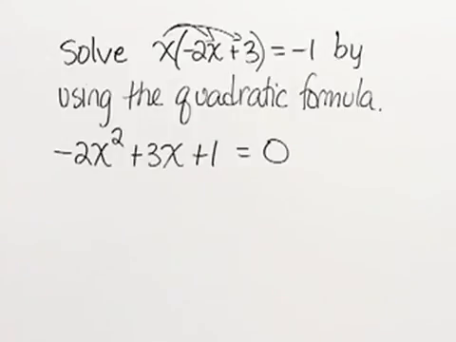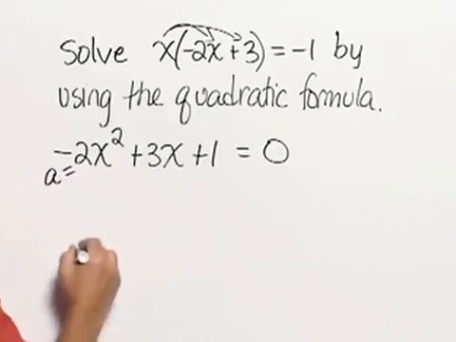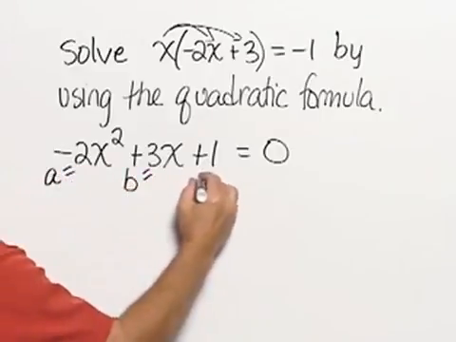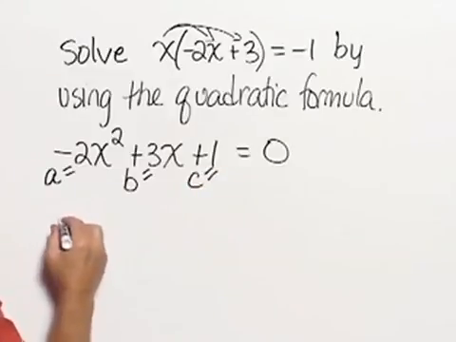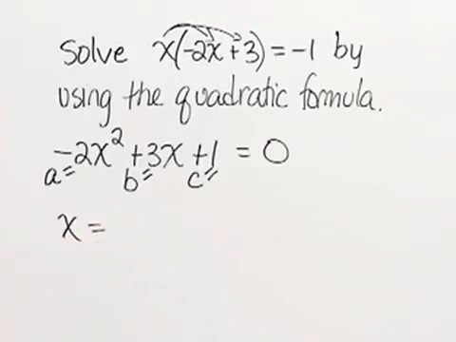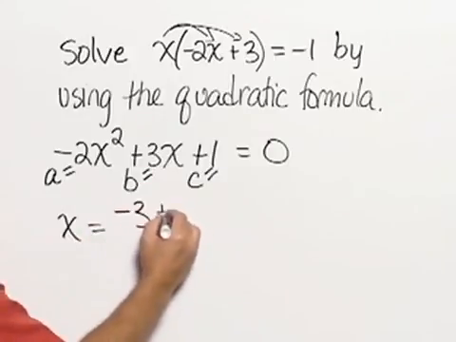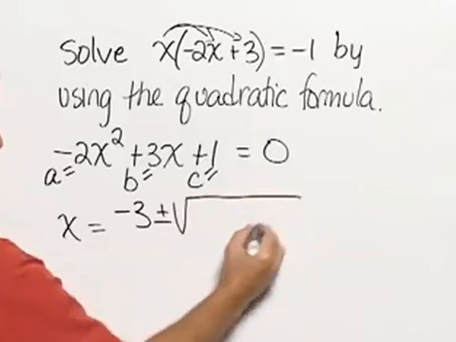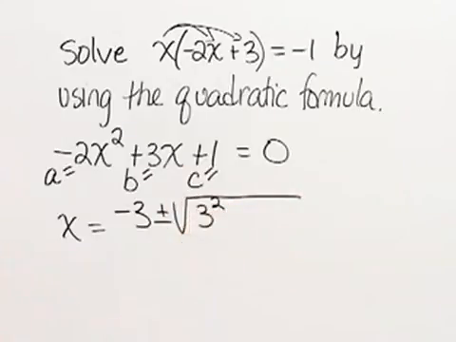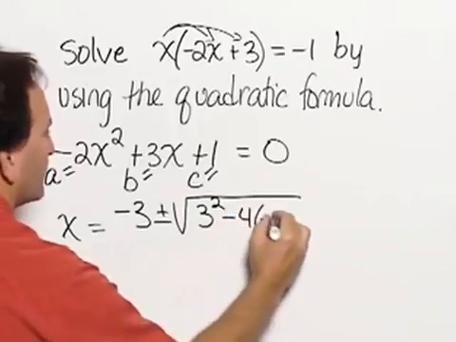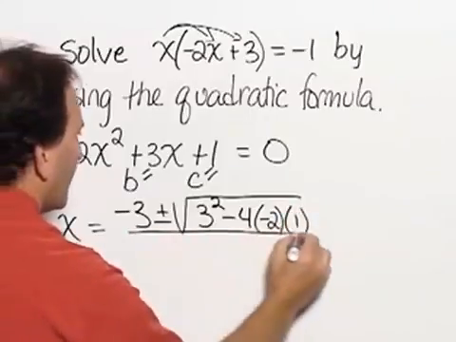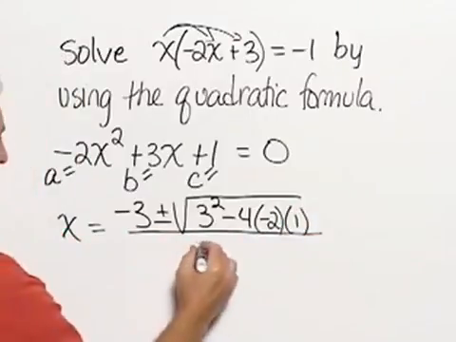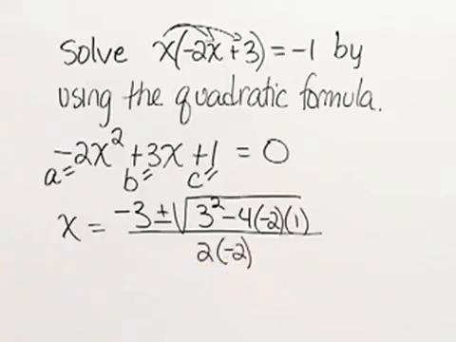equals 0. In this case, A is equal to negative 2, B is equal to 3, and C is equal to 1. So the quadratic formula tells us that x will be equal to negative b, so that's negative 3, plus or minus the square root of b squared, so 3 squared, minus 4 times a, which is negative 2, times c, which is 1. And all of that is divided by 2 times a. So that would be 2 times negative 2.